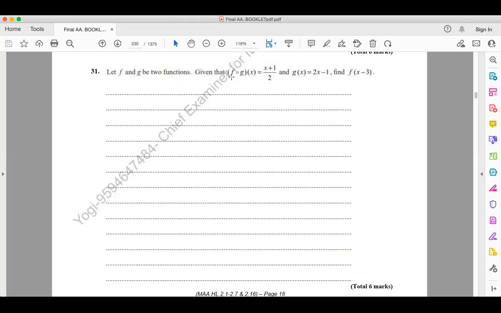So here we have been given f of g of x as x plus 1, and the inside is given to us. So f of g of x is, let's say, equal to h of x, and we have been given this, which is x plus 1 upon 2. G of x has been given, and if you want to find out f of x minus 3, in short, first we find out f of x.